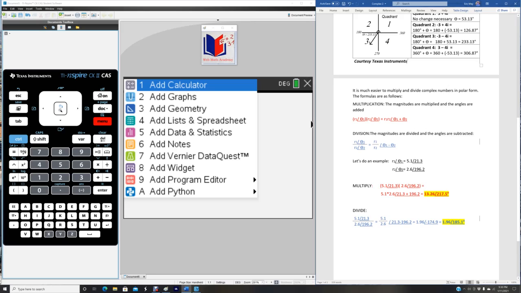Now, in some applications for complex numbers, we really want that to be a negative number. However, for our purposes, we're going to make it into a number between 0 and 360. And to do that, we're just going to add 360 to get the final result of 1.96 at 185.1 degrees.